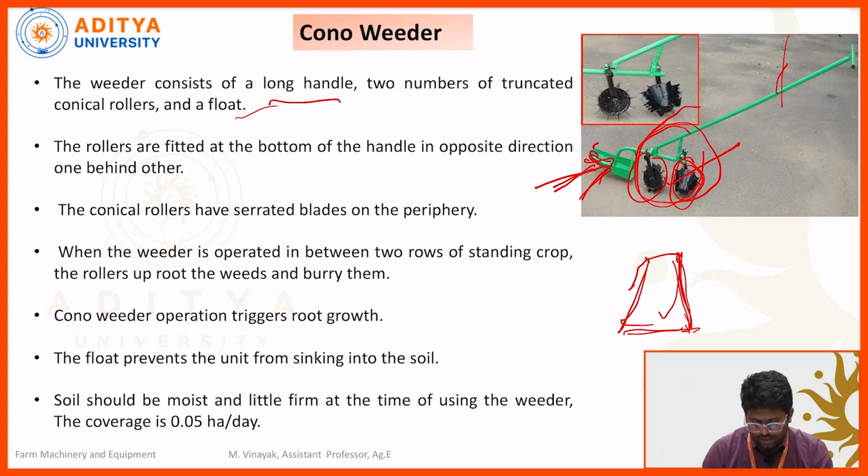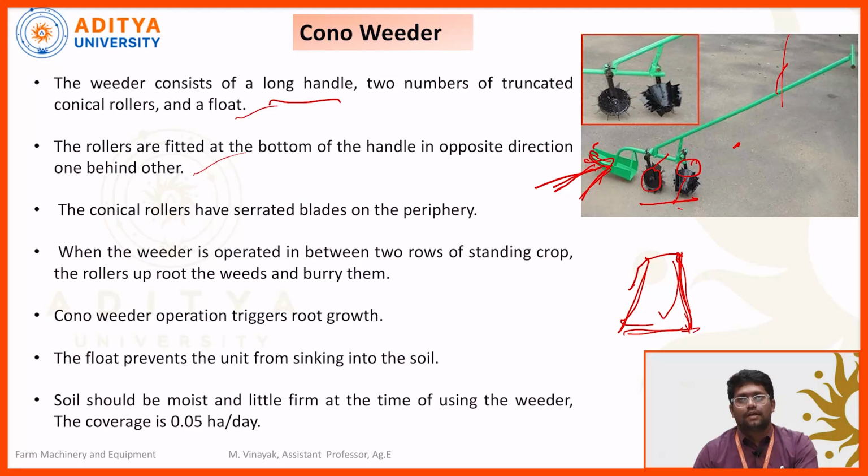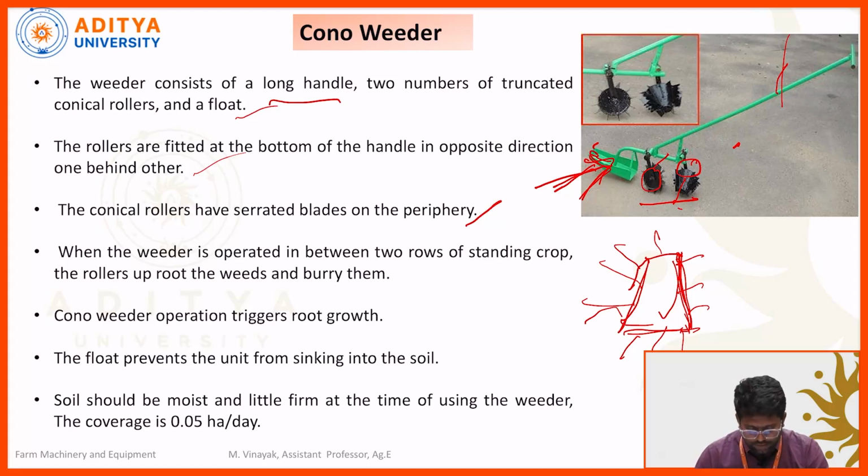The rollers are fitted at the bottom of the handle in opposite directions, one behind another. So let us look at this one. One truncated roller is in this direction, another truncated roller is in this direction. Okay, so both the truncated rollers are arranged in opposite directions at the bottom of the handle. The conical rollers have serrated blades on the periphery. So throughout the periphery of these rollers, the blades are provided for cutting and churning the soil in a paddy field. Okay. When the weeder is operating between the two rows in a standing crop, the rollers uproot the weeds and bury them. Okay.